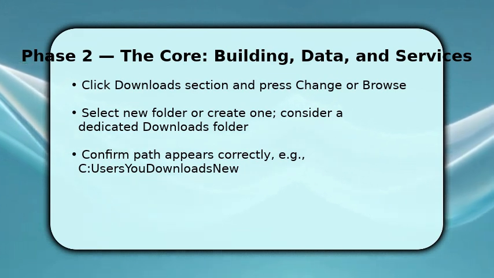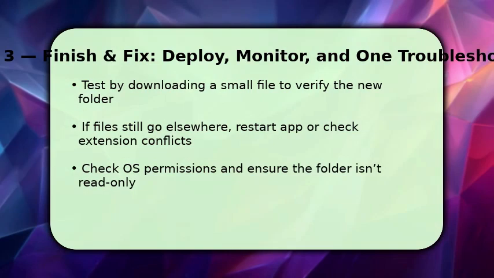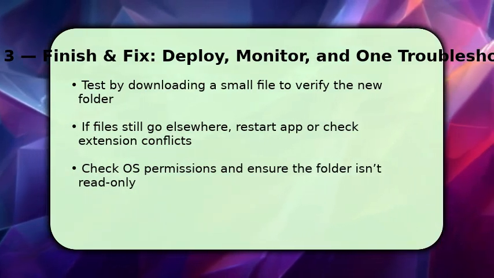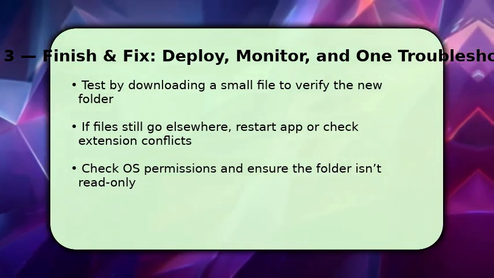If your app supports it, toggle the setting to ask each time so you can choose per download. Finish by testing. Download a small file to confirm it lands in the new folder. If it doesn't, restart the app and try again.